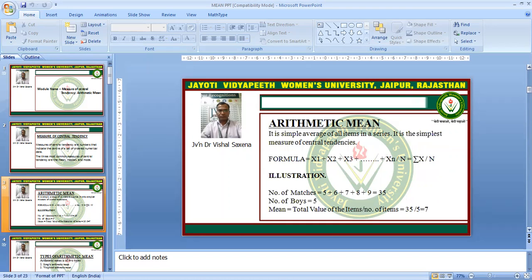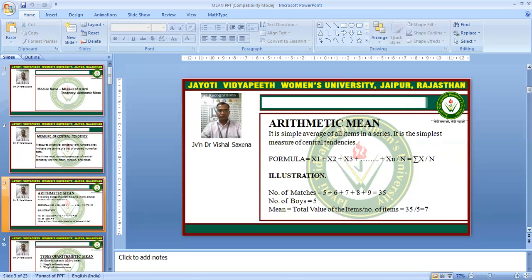This formula is given by x1 plus x2 plus x3 till xn upon n, which is also called summation x upon n. Here we have taken n as the total number of data, and x1, x2, x3, xn are the data we have. So now we understand this with an example.